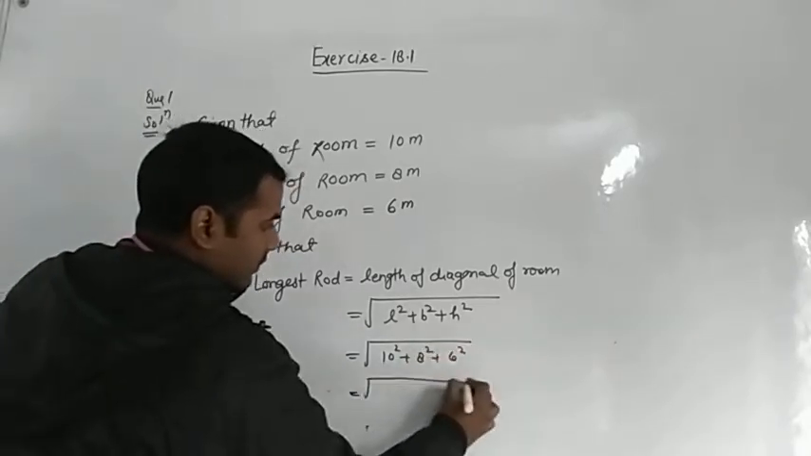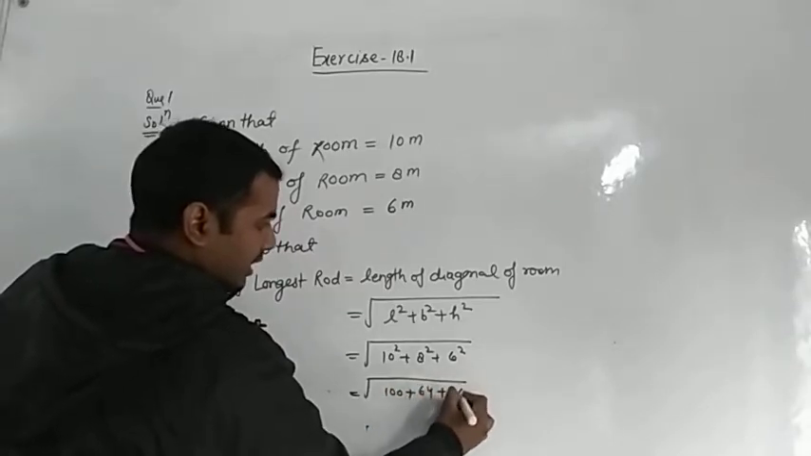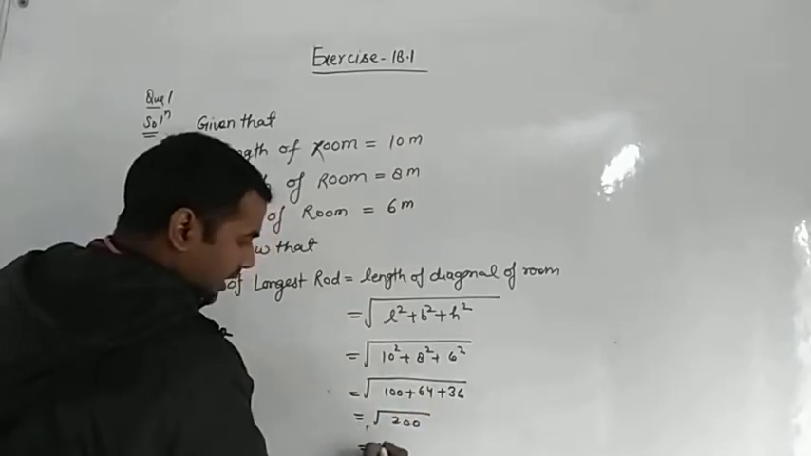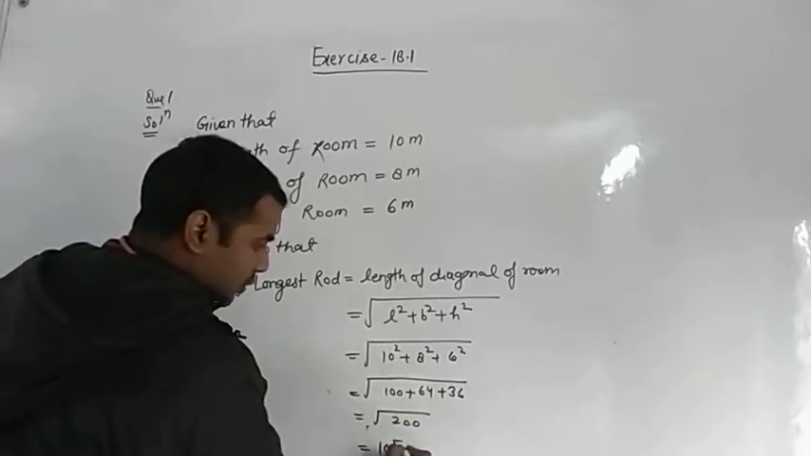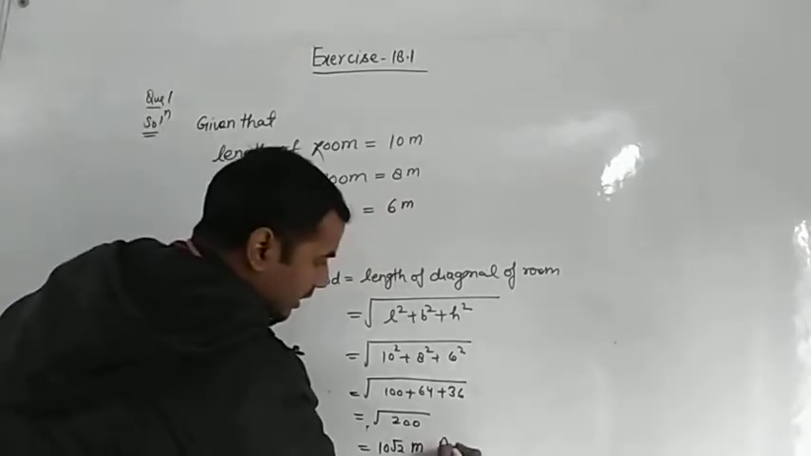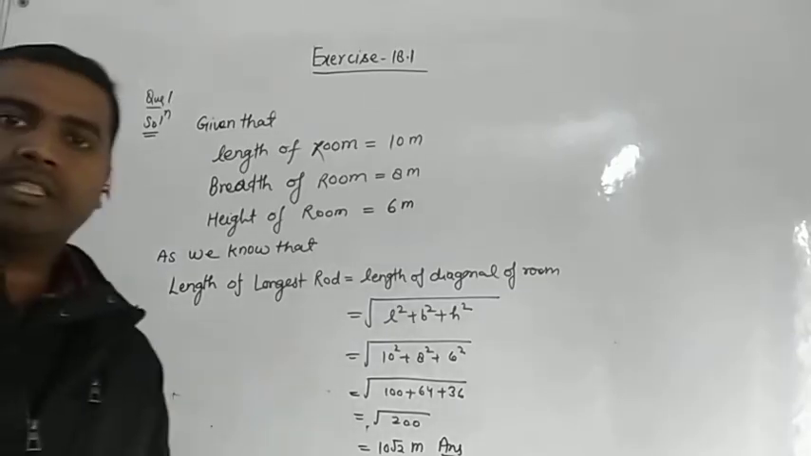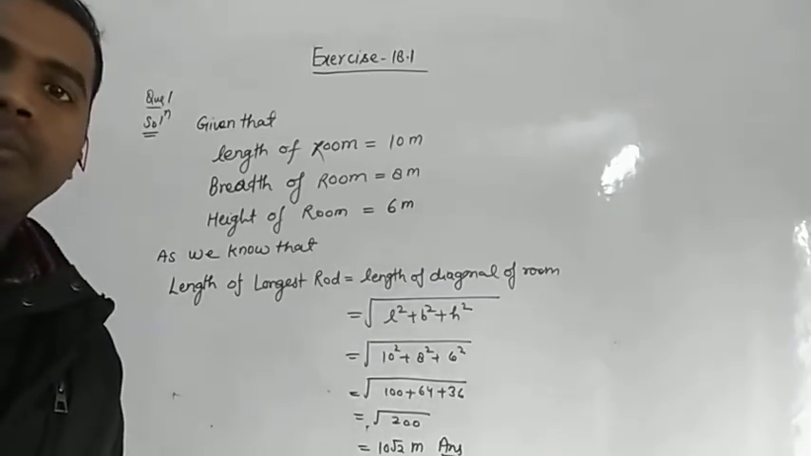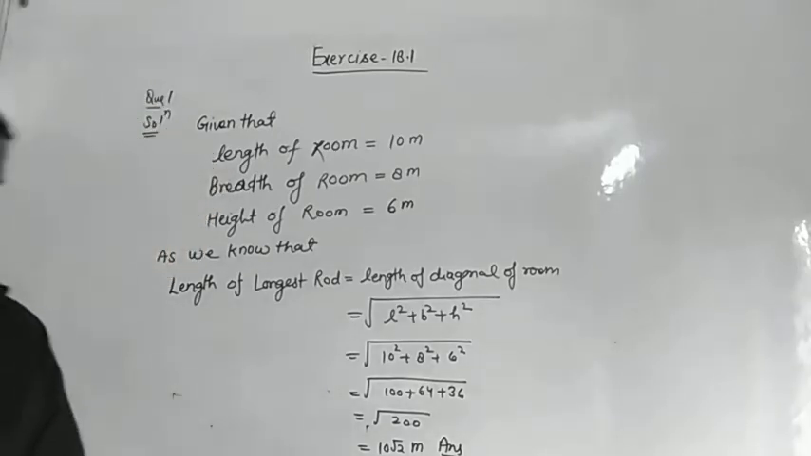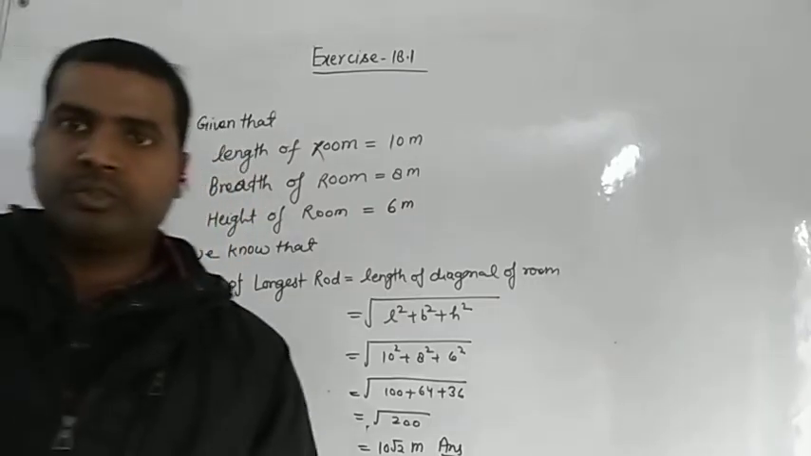Now 100 plus 64 plus 36 is equal to 200. That implies 10 root 2 meter. This is the answer. Hence, length of the longest rod is 10 root 2 meter. Now, in this question, put the value of under root 2, find the exact value.